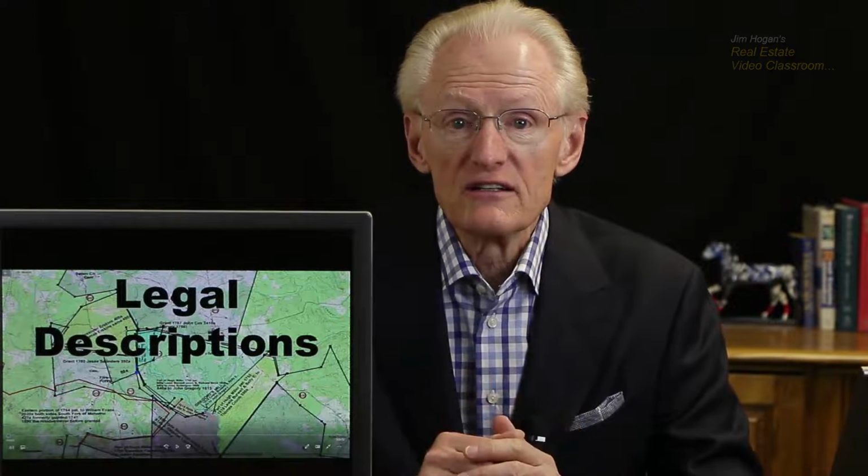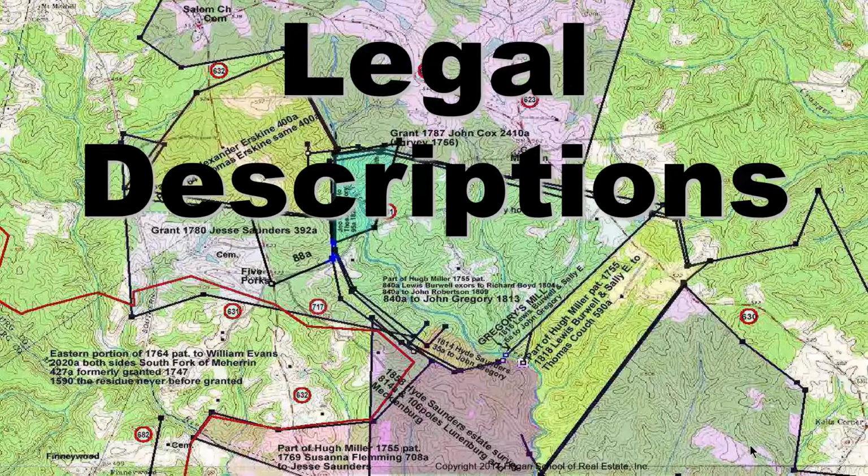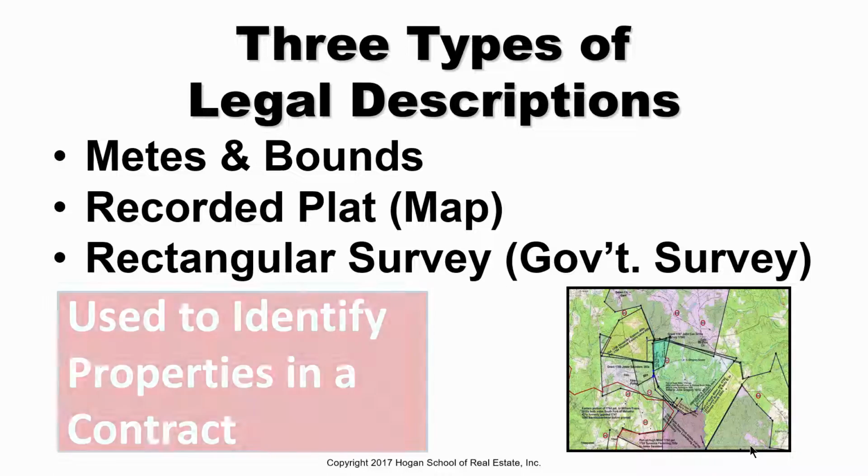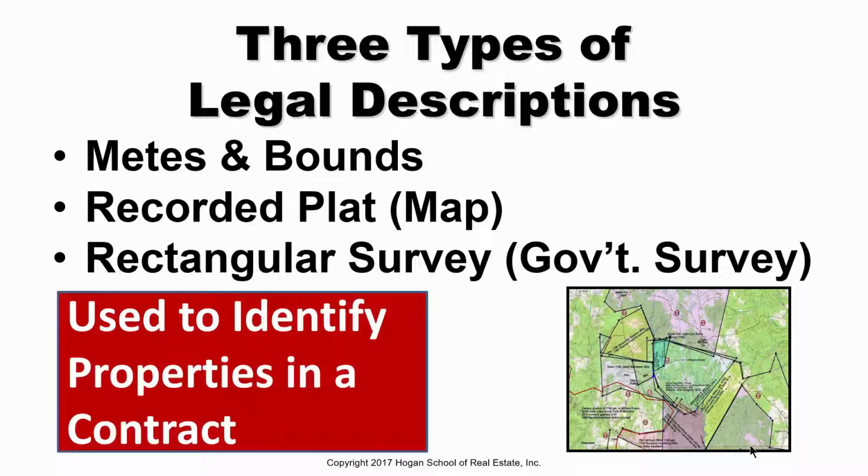Let's get started. Let's talk about legal descriptions or land descriptions. And there are three types of legal descriptions that are used. The first is metes and bounds. The second is a recorded plat or recorded map. And the third is the rectangular survey system or the government survey system. And all three or any of these can be used to identify properties in a contract.